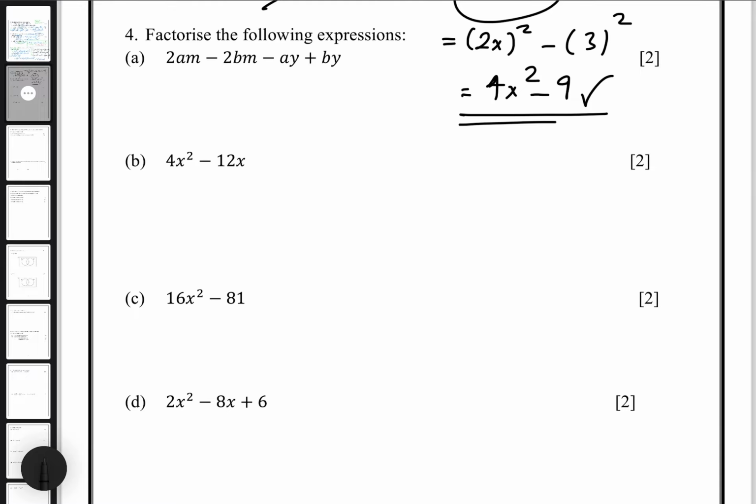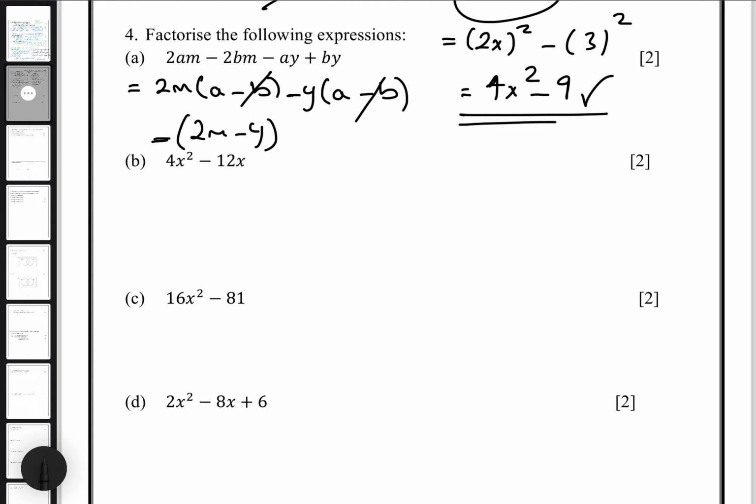Okay, so let's see if there's any like terms in the first one. Obviously, the first like term we see there is 2m. So we can factorize out of 2m, we're going to get a minus b. And then for the second part, we can factorize out of minus y, and we're going to get positive a minus b. And there you go. You can now disregard these two and just write it as 2m minus y times a minus b.